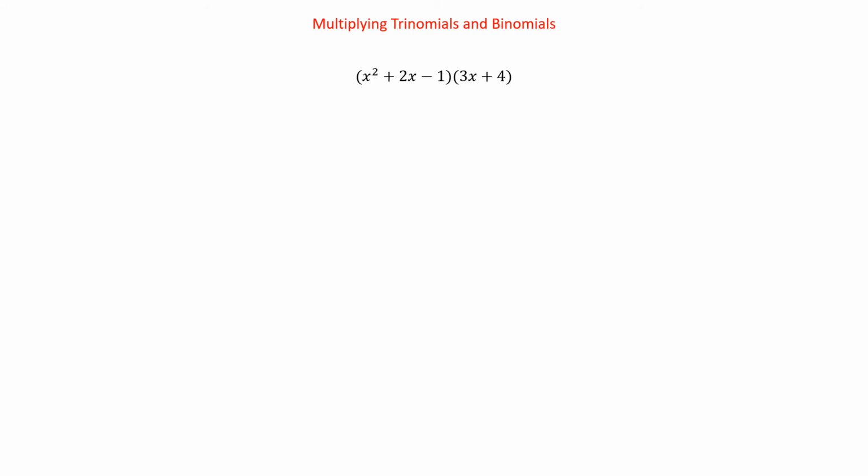So for the table, it doesn't matter which one's which, so I'm going to put the trinomial on top. We have an x squared, we have a 2x, we have a negative 1, then we have a 3x, and a 4.